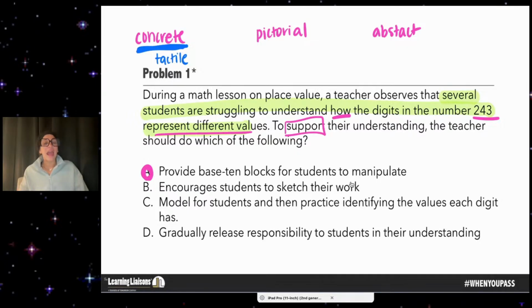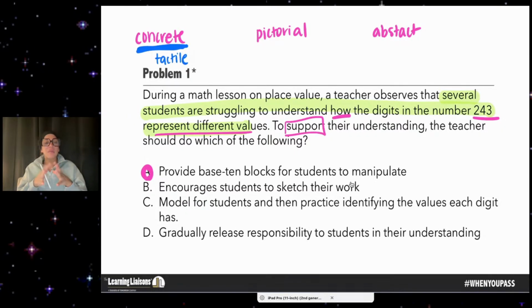And then after they build it, the teacher can say, okay, how many hundreds do we have? 2 hundreds. How much is that worth? What is the value of that? And then we can say the value of that is 200. That's how much I have in there. How many 10s do I have? 4. How much is that worth? 10, 20, 30, 40. It's worth 40.